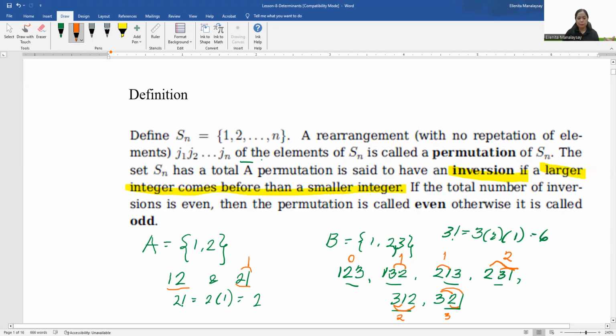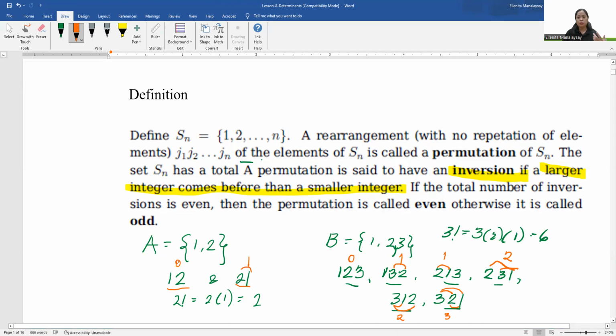Okay? Say, for example, here. So, 1, 2, okay, there is no inversion. 0 is considered even. So, this is an even permutation. 2, 1, there is one inversion. So, this is considered as odd permutation.